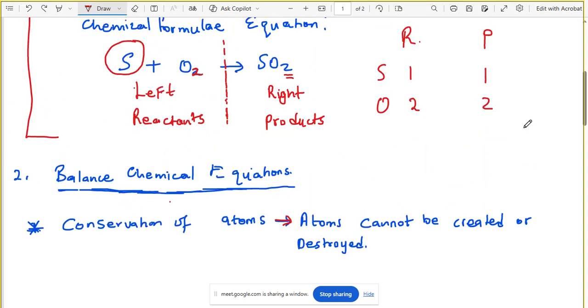So an equation will be balanced when the number of atoms of each element on the left is equal to the number of atoms of each element on the right. Then we say this is balanced. So to balance the equation, we're going to use what we call the coefficient. The balancing number written in front of a chemical formula, we call it the coefficient.